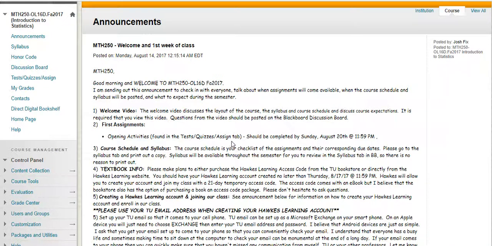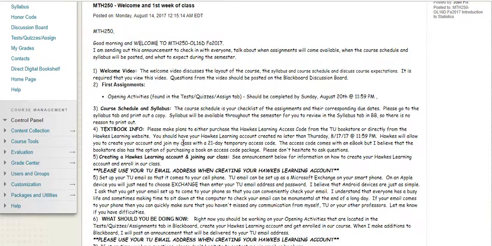The course schedule and syllabus are located in the syllabus tab right here. We'll get to that in just a minute, but you'll want to go up there and read through the syllabus. We're going to go through some of it, but you want to read it more thoroughly and make sure you're comfortable. Let me know if you have any questions.